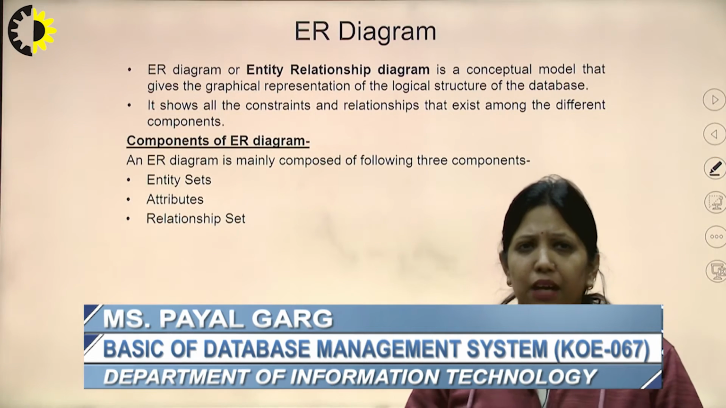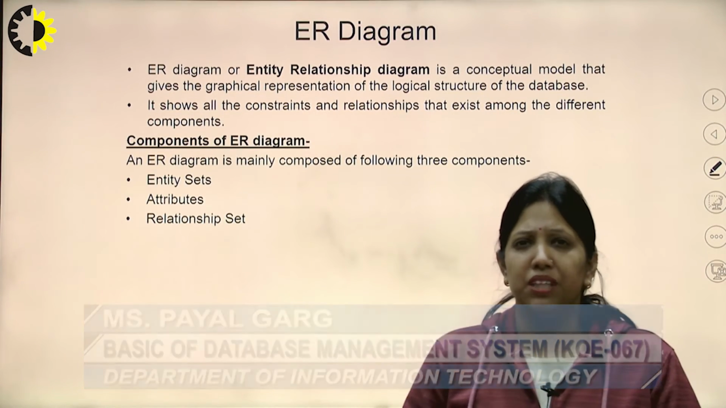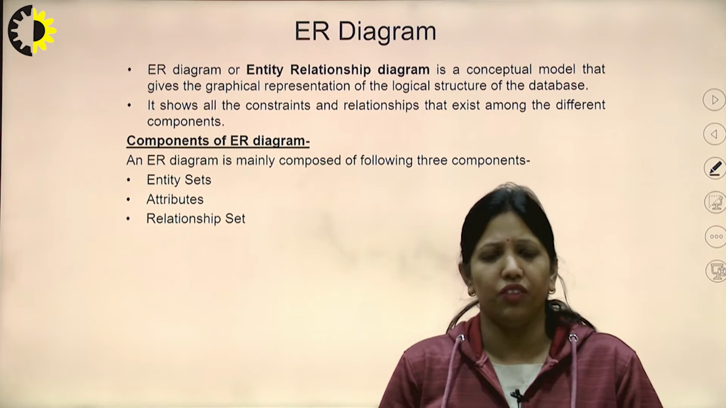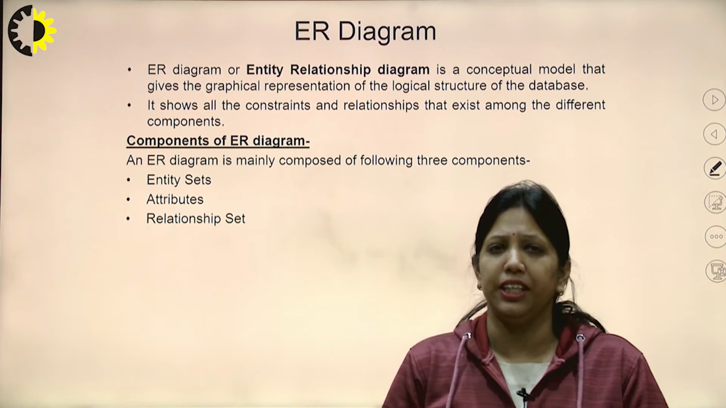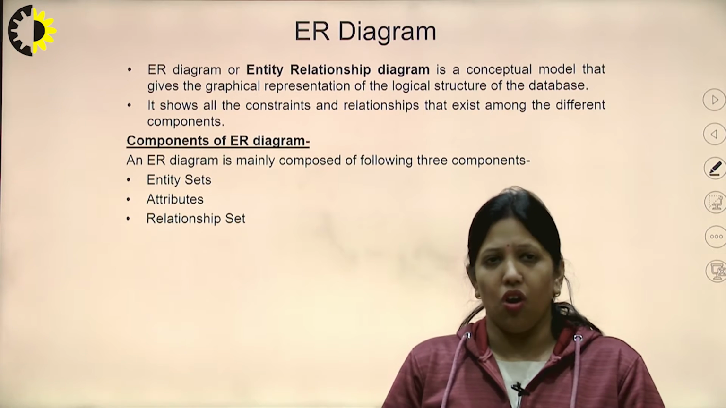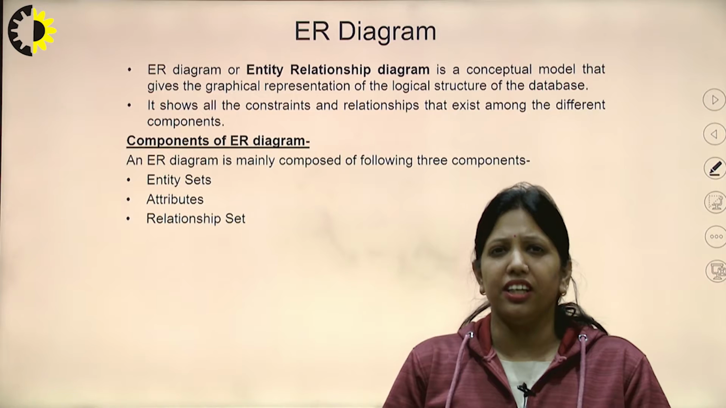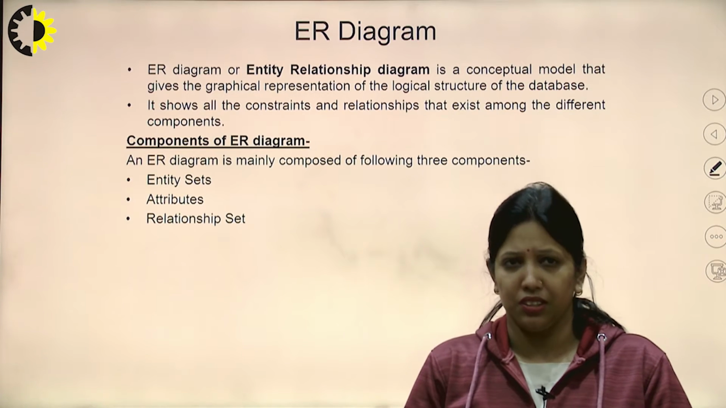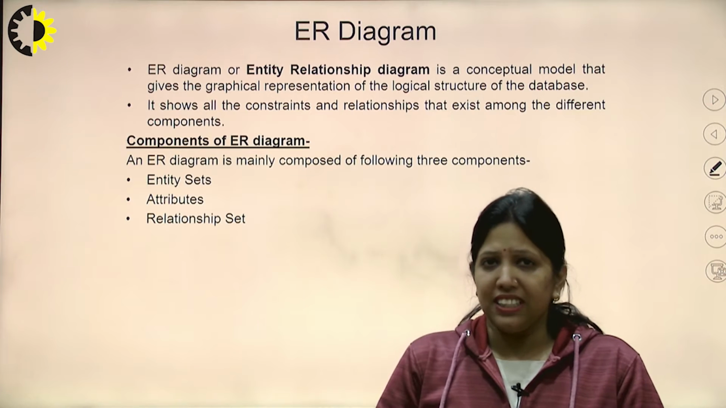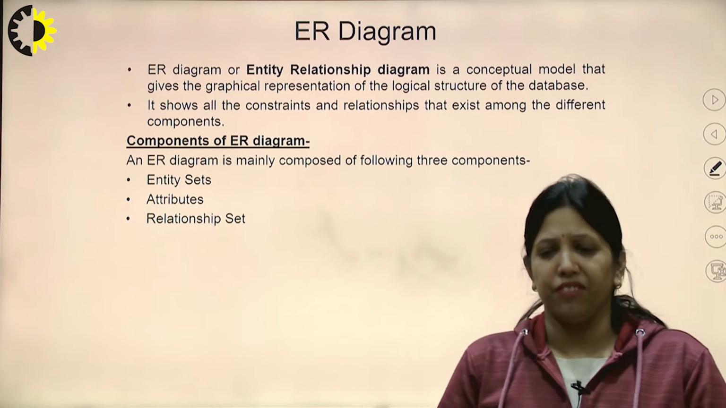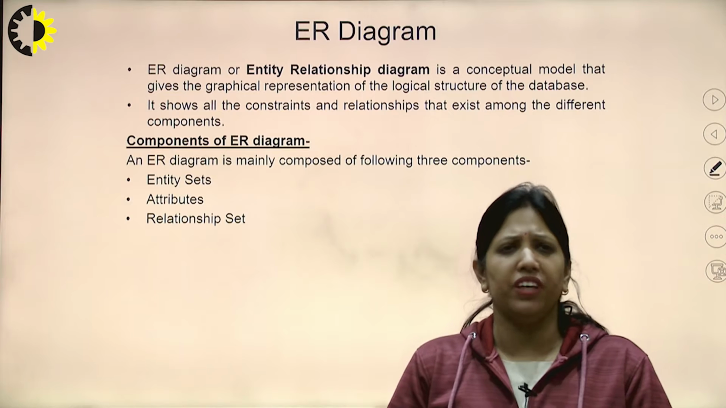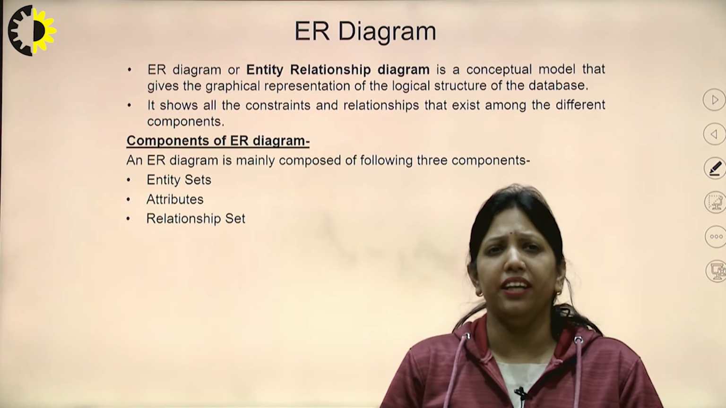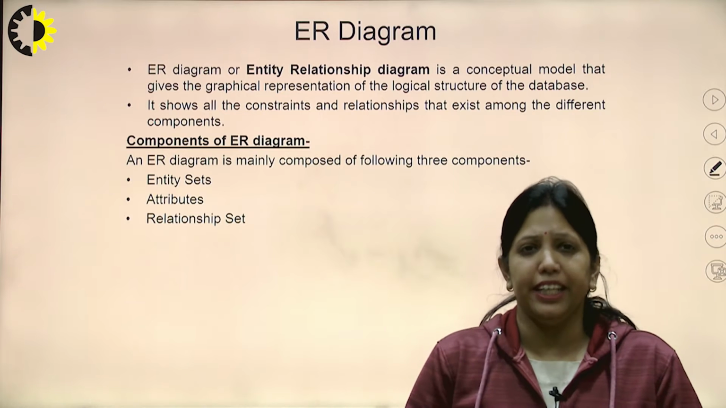So ER diagrams, or entity relationship diagrams, are a conceptual model that gives a graphical representation of the logical structure of databases. It shows all the constraints and the relationships that exist among the different components of the diagram. We represent this ER diagram with the help of graphical representation, or in the form of diagrams. So we have some components that are needed to draw any diagram for any database.